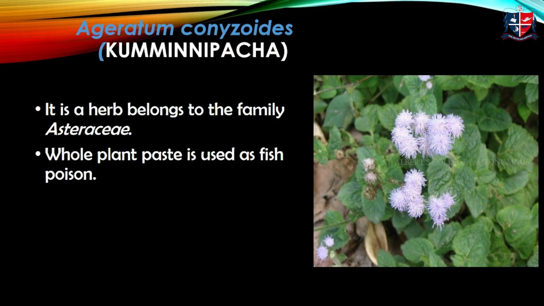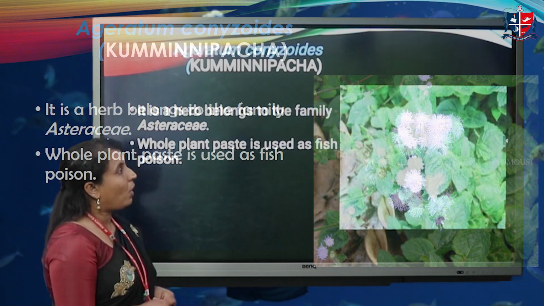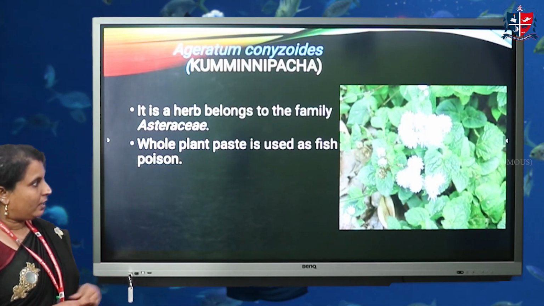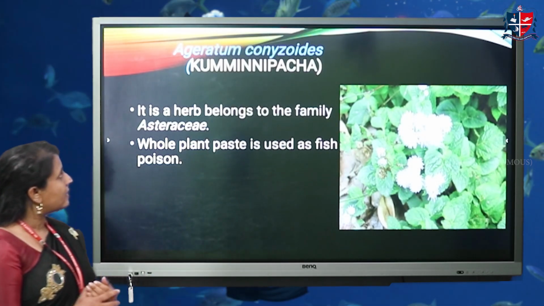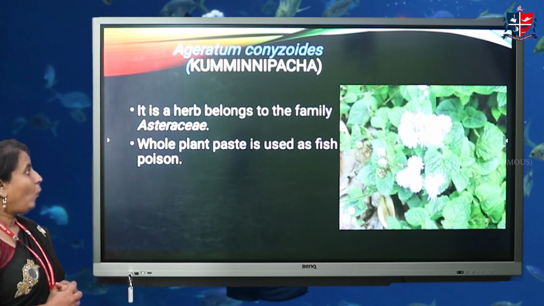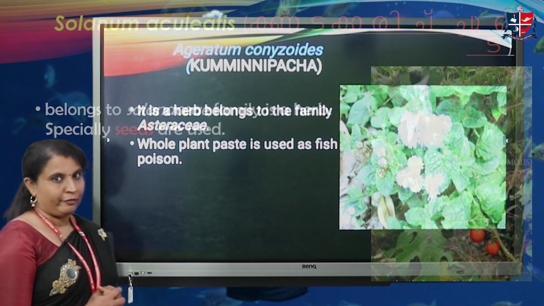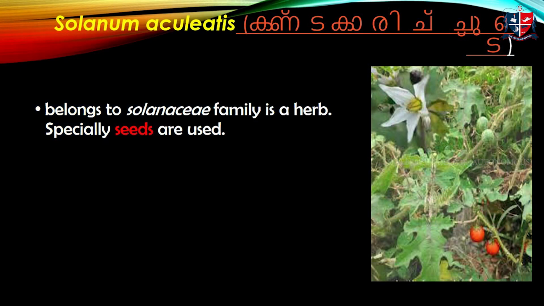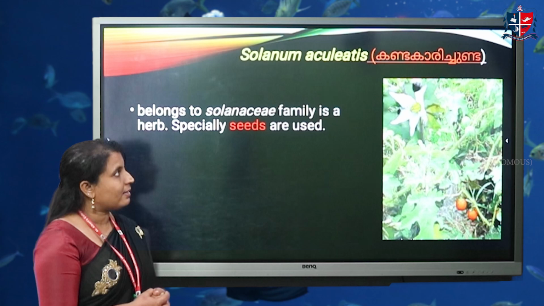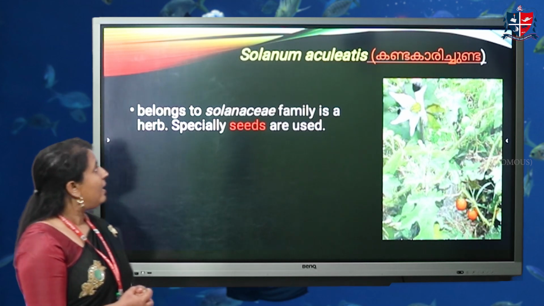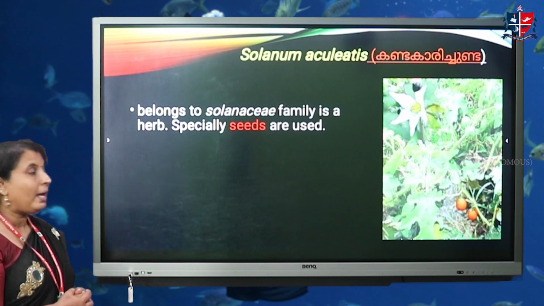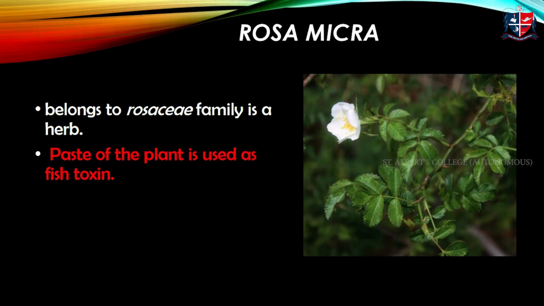The next plant that we use is Ageratum conyzoides, otherwise known as Kummini Pacha. The picture has been shown here, and this is a herb that belongs to the family Asteraceae. The whole plant paste is used as a fish poison. The next herb is Solanum aculeatum, otherwise known as Kandagari Chunda, which belongs to the family Solanaceae. It is a herb, and here also the seeds are used.